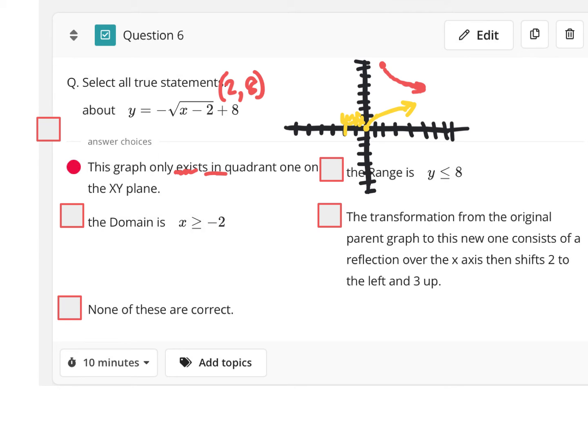All right, so this messes it up. That makes this statement false. Okay, if that would have said +2, then yes, that would have been correct.